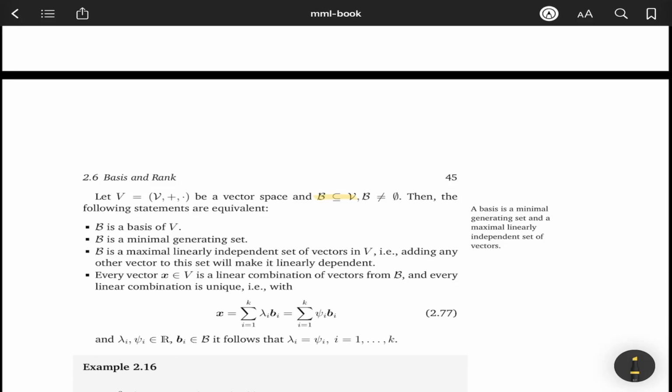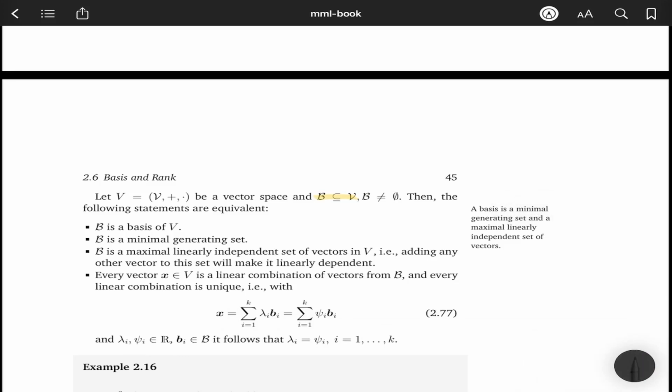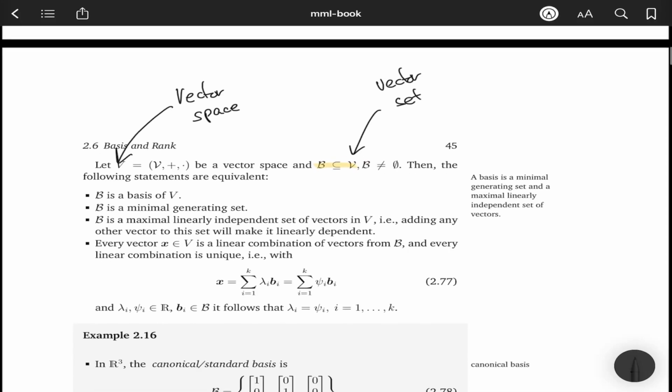Oh man, I will just call those set V and set B. No, that's wrong. Or is it? Can we call it set V and then vector space V? Or vector set V? I don't know. So the thing is that we should know that that is a vector space and that is a vector set. Maybe that's how I call them from now on.